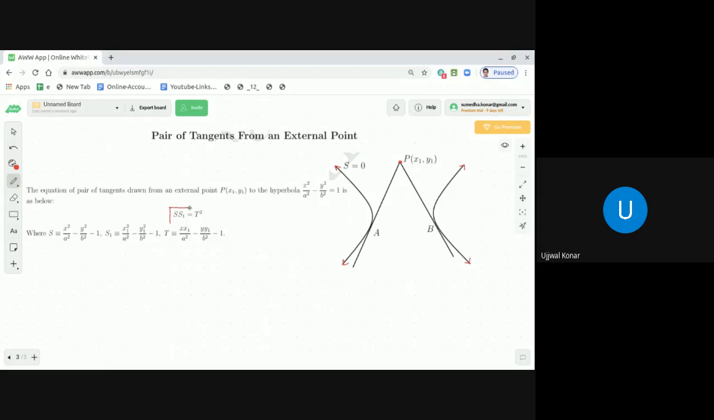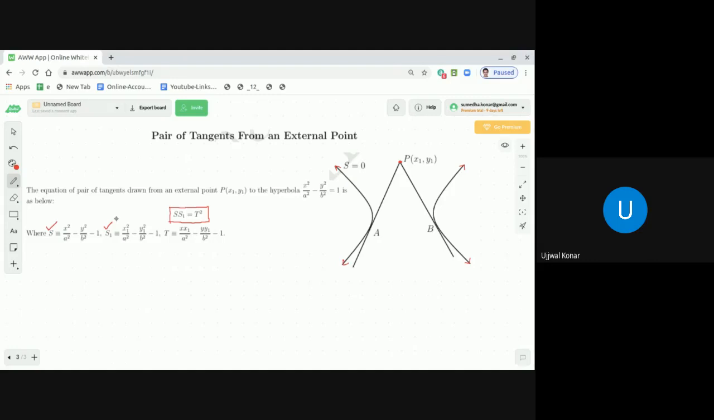So dear students, S1 equal to T square is a symbolic representation. So what is S? S is nothing but x square by a square minus y square by b square minus 1. That is the expression S. Now what is S1? S1 is the expression S where you replace x by x1 and y by y1. And we get the value of S1 as x1 square by a square minus y1 square by b square minus 1.